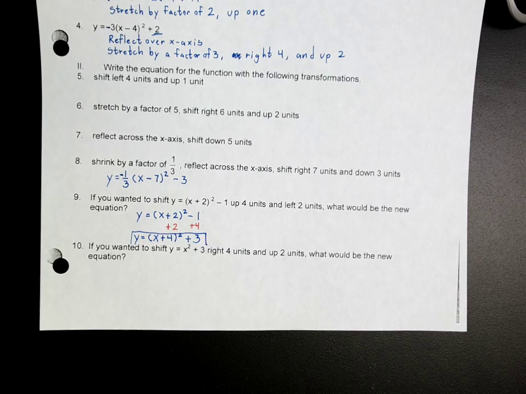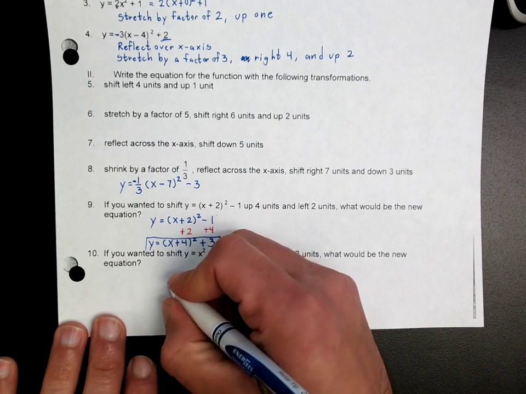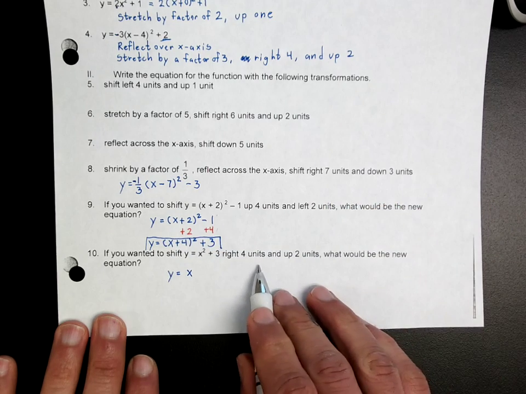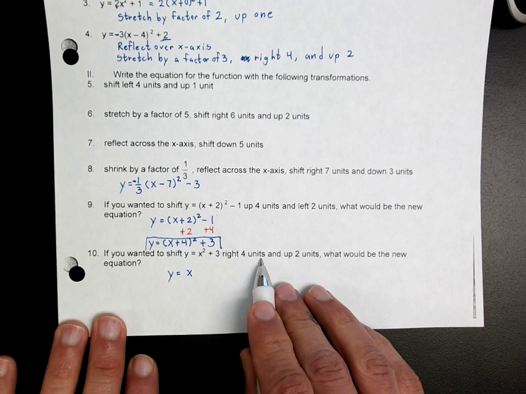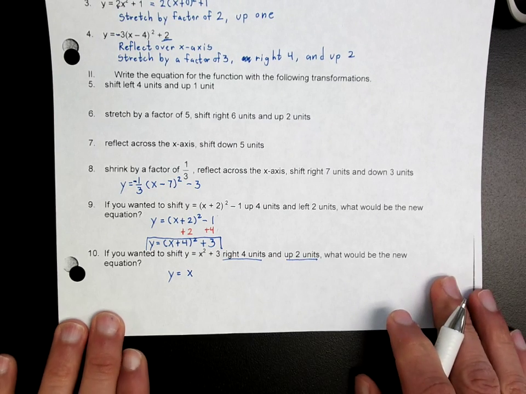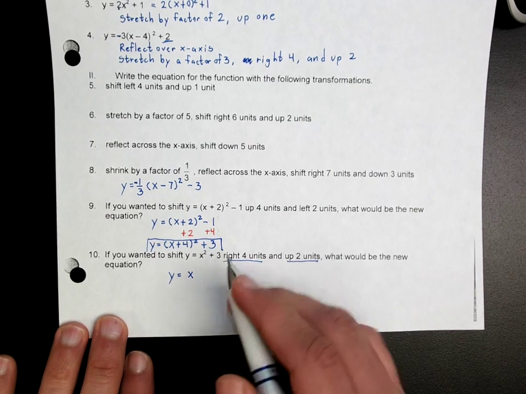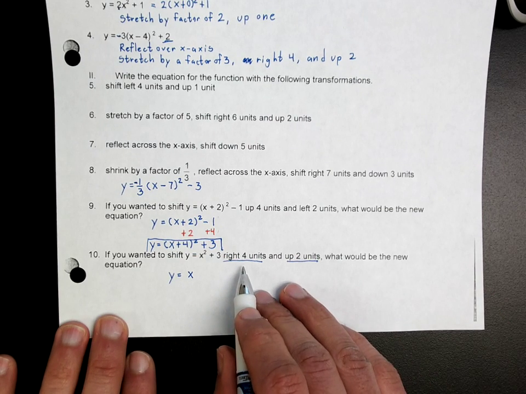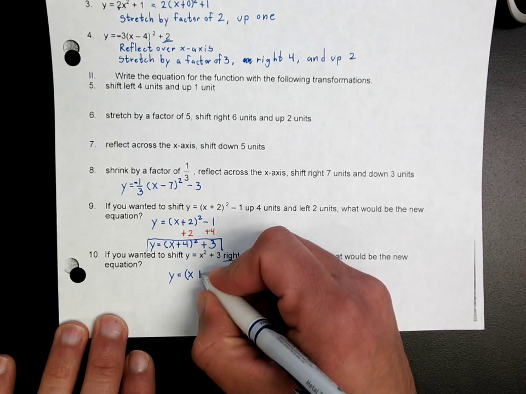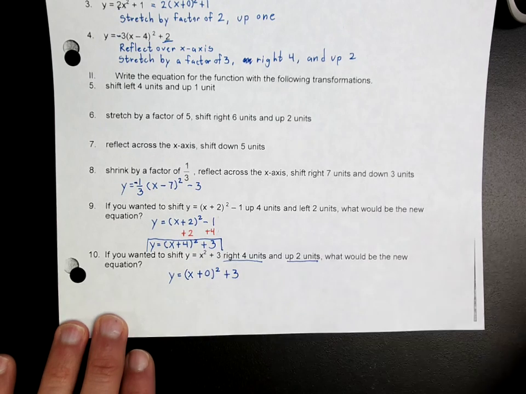Now, on this next one, okay, same thing. We have y is equal to, well, let's see, right 4 units, and up 2 units, okay? So if I'm trying to shift this equation, instead of writing it just like this, because I know I'm going to have to move it to the right 4, I'm actually going to write it x plus 0 squared plus 3, and that's going to make my life a whole lot simpler.